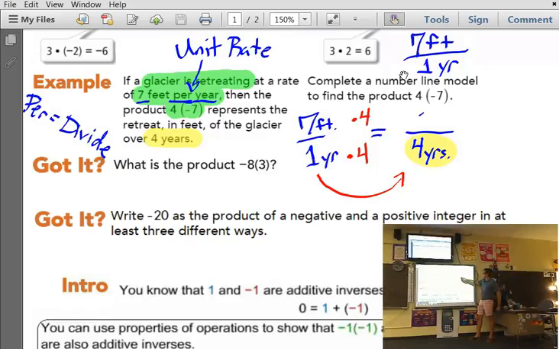28. Now here's the problem. My 7 should have been, and I was waiting for somebody to point this out, negative, because it was retreating or moving back, which means that my answer is negative 28. So really, if we are just trying to answer the question, it'd be negative 28 feet. But this is the math of why.